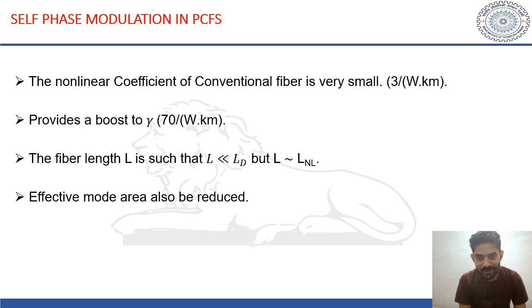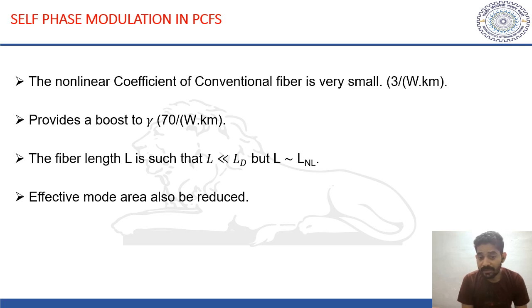Self-phase modulation in photonic crystal fiber. The nonlinear coefficient of the conventional fiber is very small, up to 3 per watt per kilometer. But in photonic crystal fiber we get a very high nonlinear coefficient. That's why we use photonic crystal fiber, where we get up to 70 per watt per kilometer. That's very useful for spectral broadening or to generate a supercontinuum.